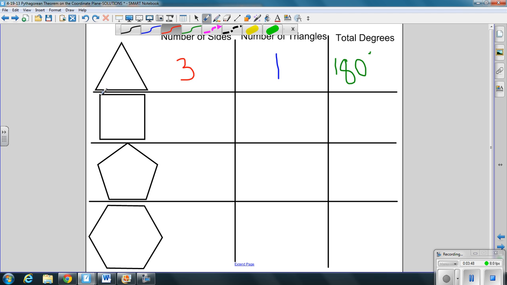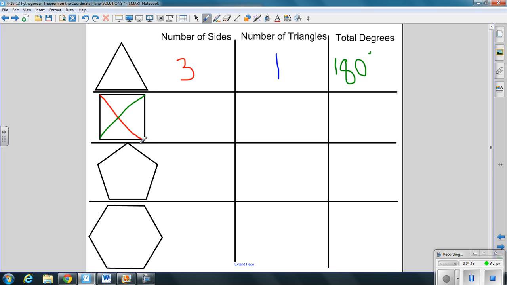The square can be made up, I can pick any one of the 4 vertices. Vertices is plural for vertex. And what I want to do is cut a diagonal in it to create triangles. Now when you do this step, you notice how I have one line going through there? Students are then very anxious to draw another line this way. Please do not do that.